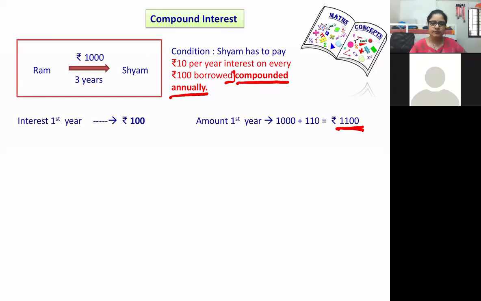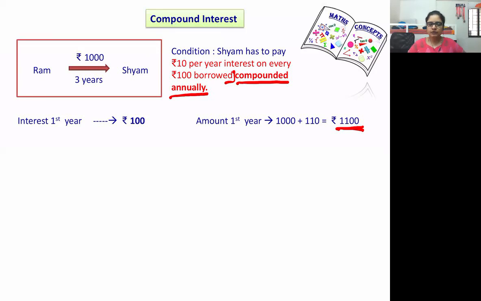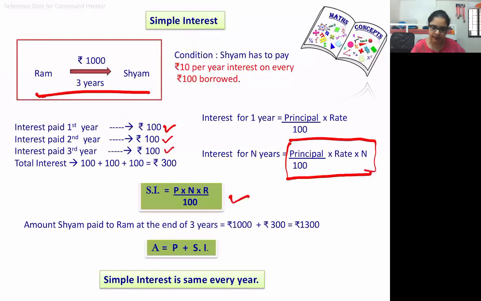Okay, see, earlier what happened? For the first year we considered that Sham will give 100 rupees interest, right? When calculating it for the second year, again we consider that Ram is giving him 10 hundreds and Sham will have to pay interest of 10 tens, that is 100 rupees, for the second year also, right? Check it for simple interest. Here we calculated simple interest for the second year as 100 only, right? For the second year also, he had to pay 100 rupees.